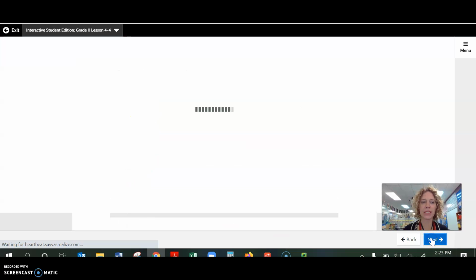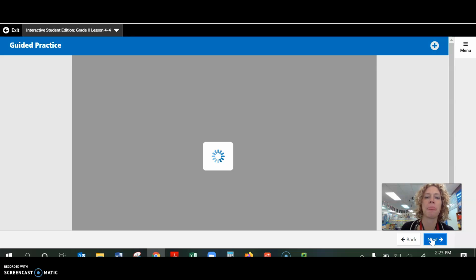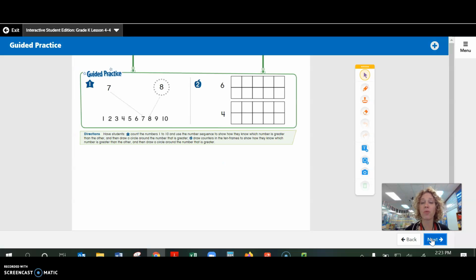Wonderful. All right, let's take a look at our guided practice. So there's quite a few different ways that we can show numbers so that we can tell what number is greater than or what number is less than. So let's take a look at number 1 here. They're looking at a number line here. And again, a number line is just how we count.